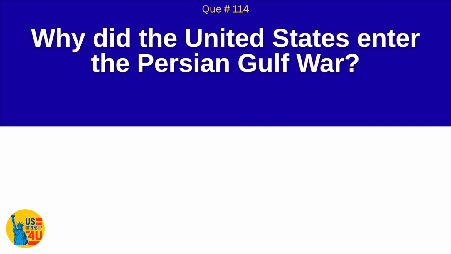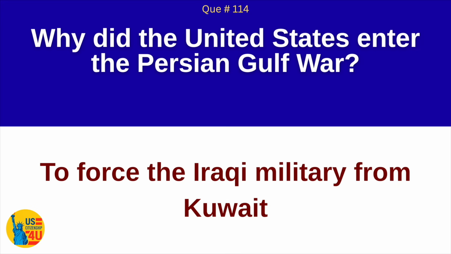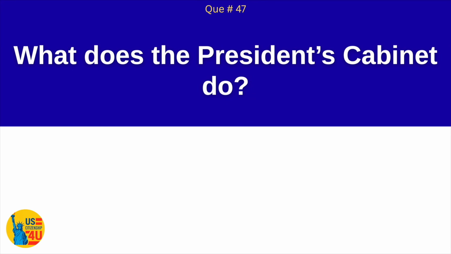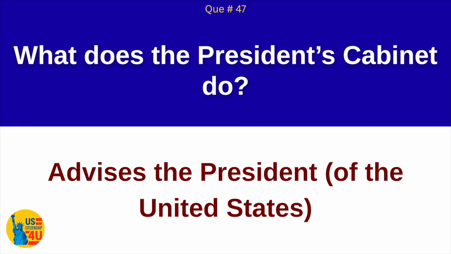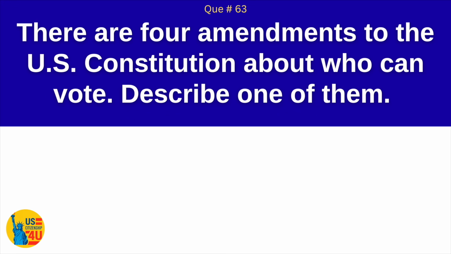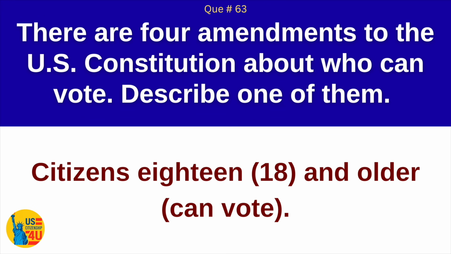Why did the United States enter the Persian Gulf War? To force the Iraqi military from Kuwait. What does the President's cabinet do? Advises the President of the United States. There are 4 amendments to the U.S. Constitution about who can vote. Describe one of them. Citizens 18 and older can vote.